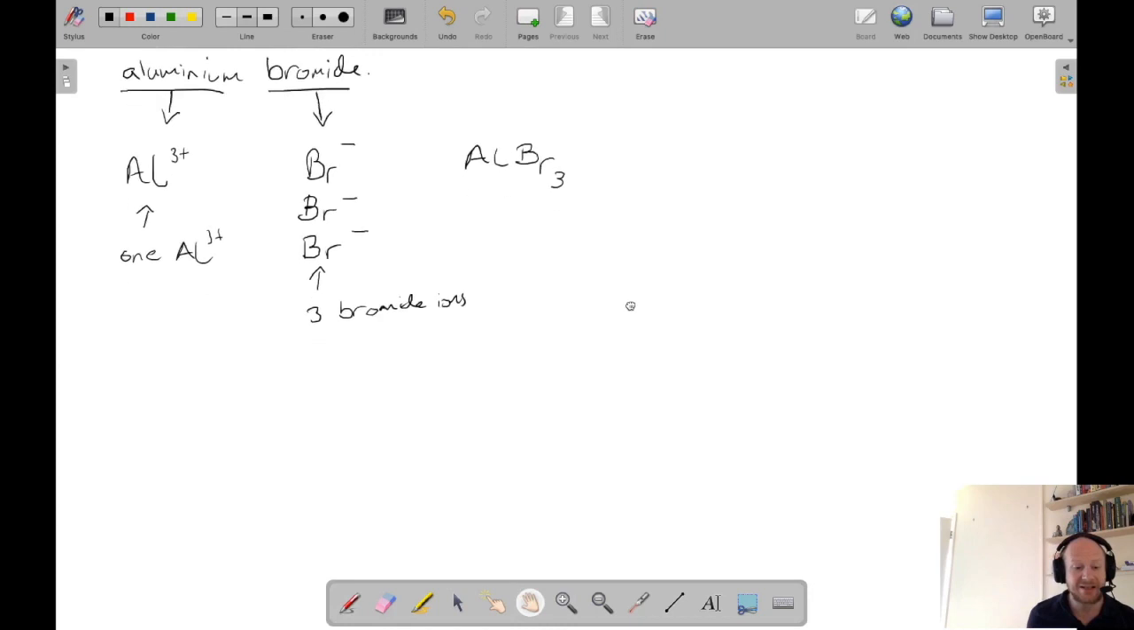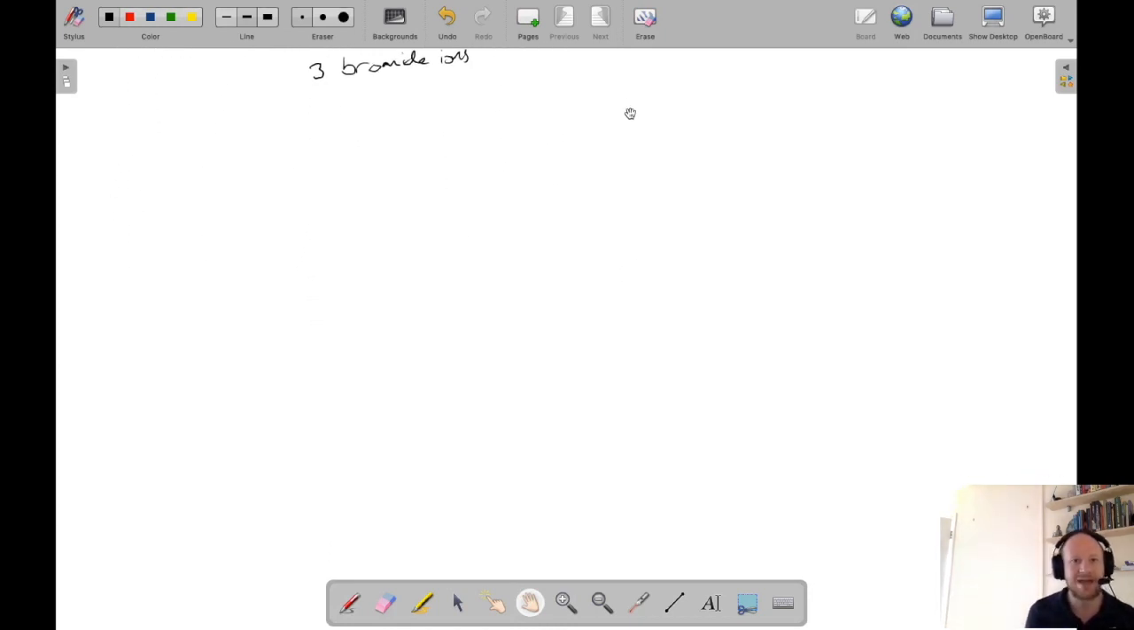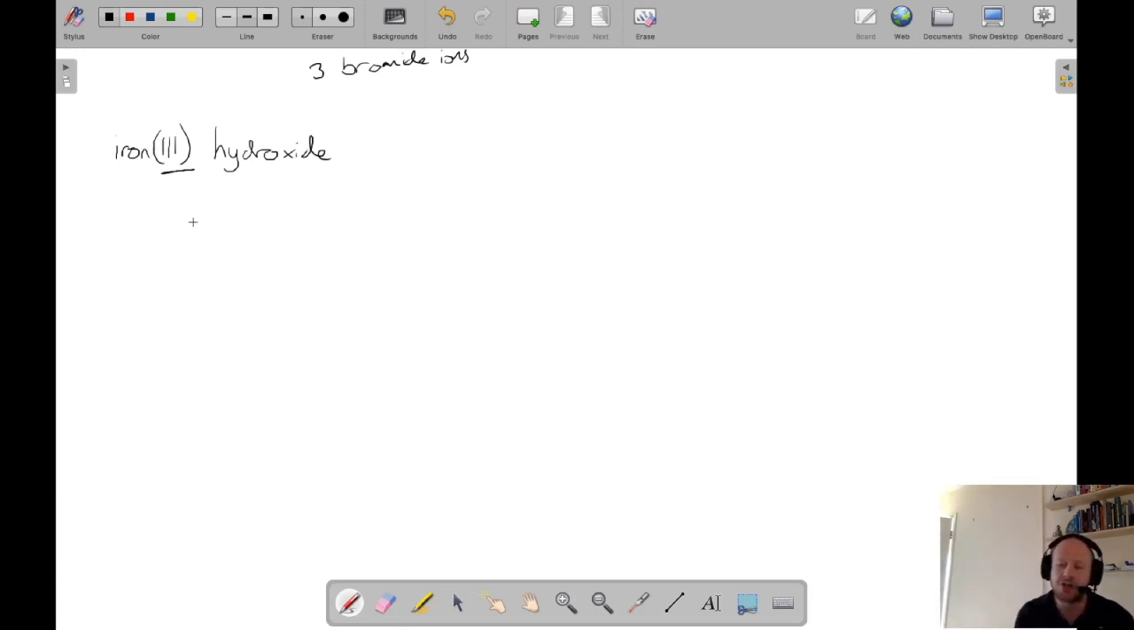Right, let's add some more difficult ones now, some that introduce those compound ions that we've been looking at. Let's have a look at iron 3 hydroxide. If you remember, if you've got a number in a bracket like this on the iron, 3 in Roman numerals, that is the charge of the ion. So we know that this represents an Fe3+ ion.